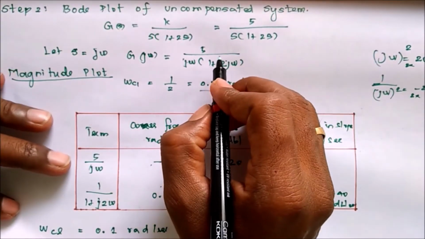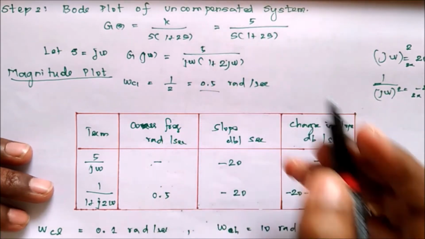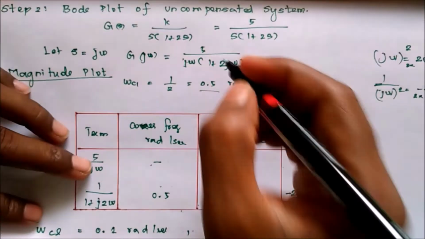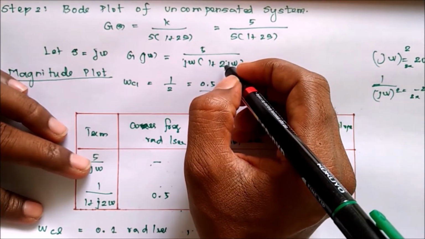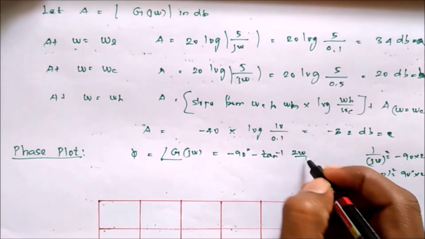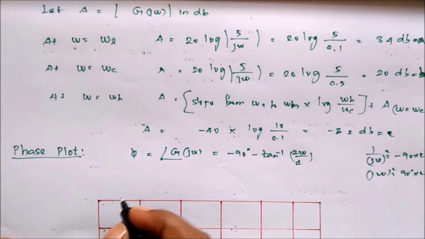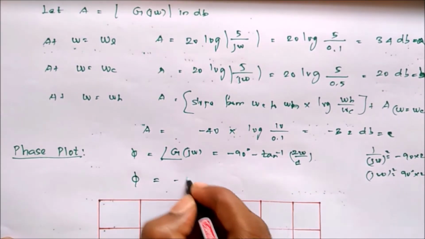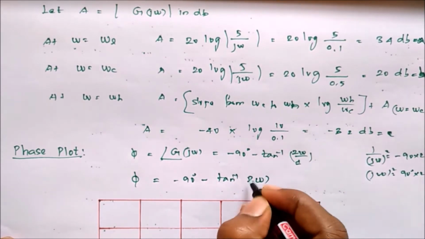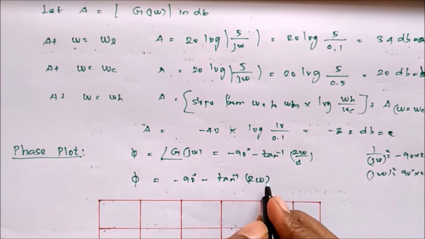Then the next term is 1 by 1 plus 2j omega. Therefore that is also minus tan inverse of the imaginary part divided by the real part. Here the imaginary part is 2 omega and the real part is 1, so we get 2 omega divided by 1, that is 2 omega. So now phi equals minus 90 minus tan inverse of 2 omega. This is the formula for calculating the angle for various values of omega.